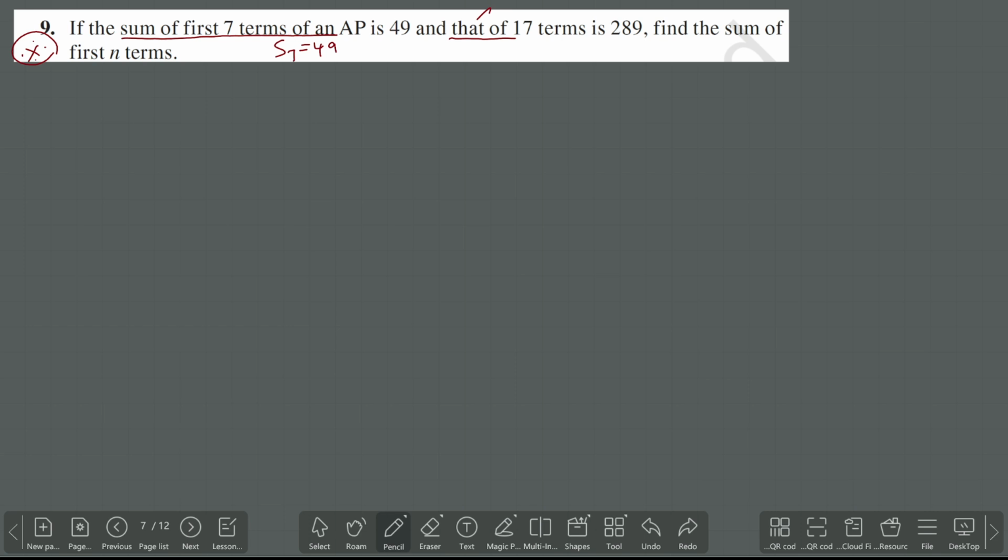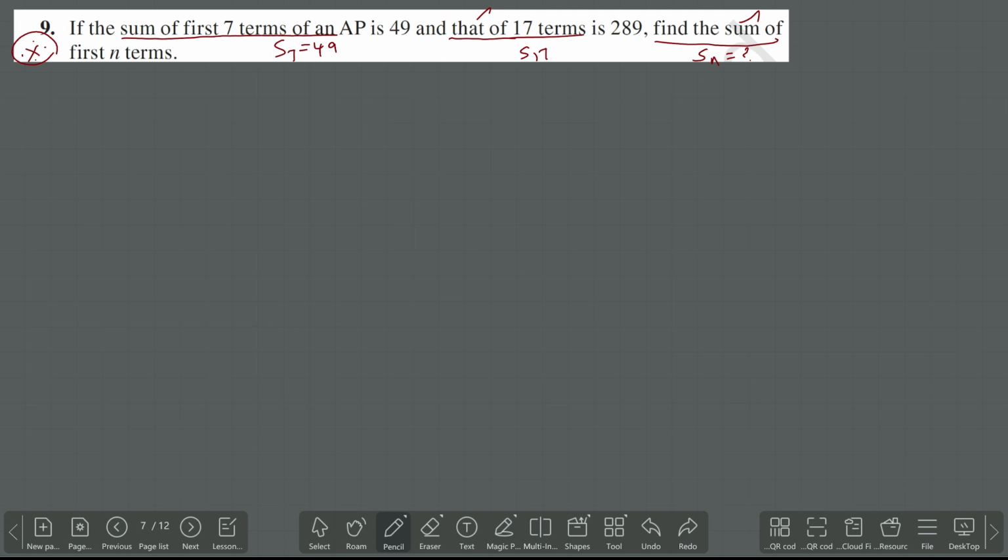We have one question like that in the example sums that I will teach you. The same one, but next they will give one word, I will tell you. That I will teach you, don't worry, but it is very, very important. So that of 17 terms, what does it mean? Find the sum, again the sum of the first n terms. So what are they asking here? Sn equals what? That is what we have to find. Shall we move on now?